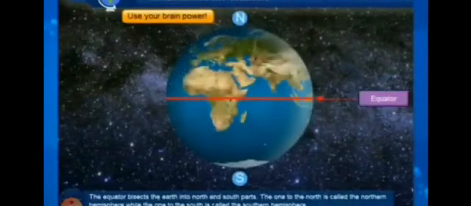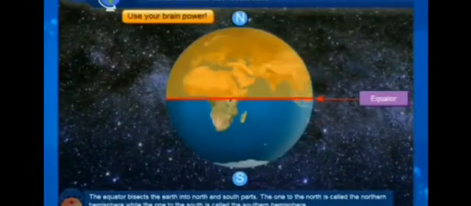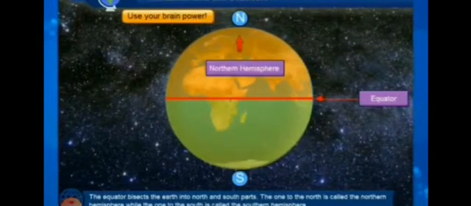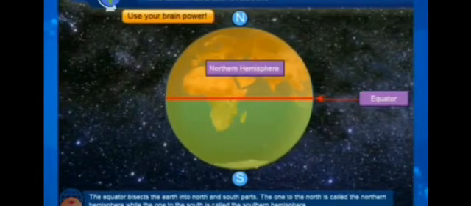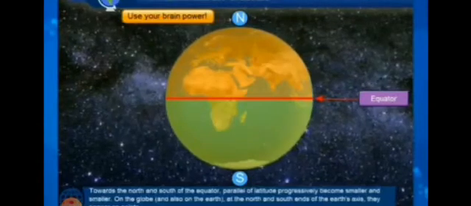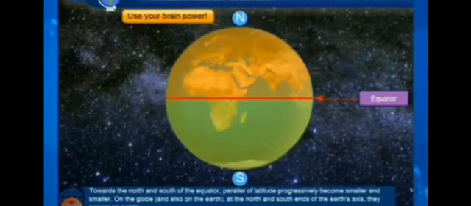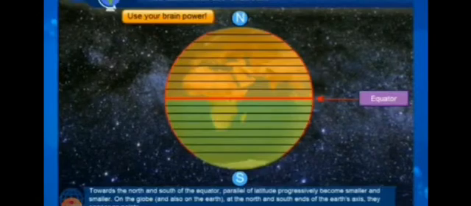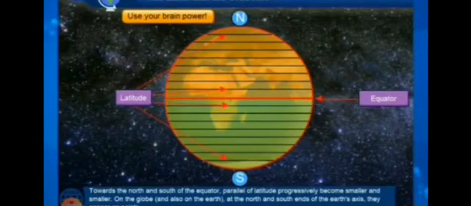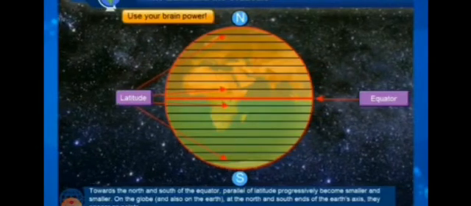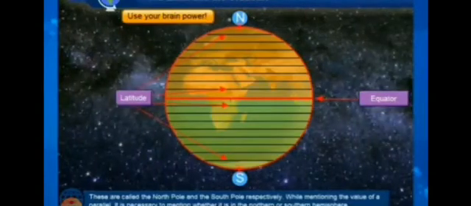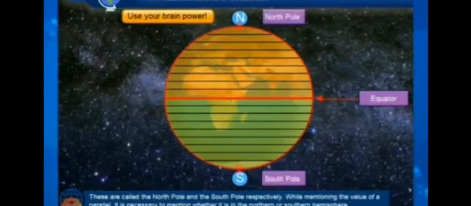The equator bisects the earth into north and south parts. The one to the north is called the northern hemisphere, while the one to the south is called the southern hemisphere. Towards the north and south of the equator, parallels of latitude progressively become smaller and smaller on the globe and also on the earth. At the north and south ends of the earth's axis, they appear as points. These are called the North Pole and the South Pole respectively.